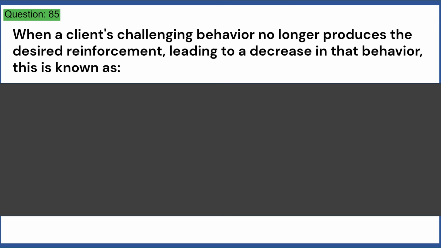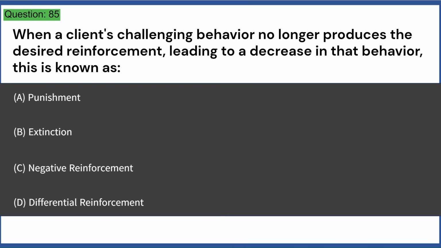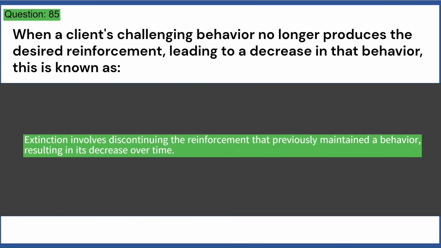When a client's challenging behavior no longer produces the desired reinforcement, leading to a decrease in that behavior, this is known as A. Punishment. B. Extinction. C. Negative reinforcement. D. Differential reinforcement. Answer B. Extinction involves discontinuing the reinforcement that previously maintained a behavior, resulting in its decrease over time.